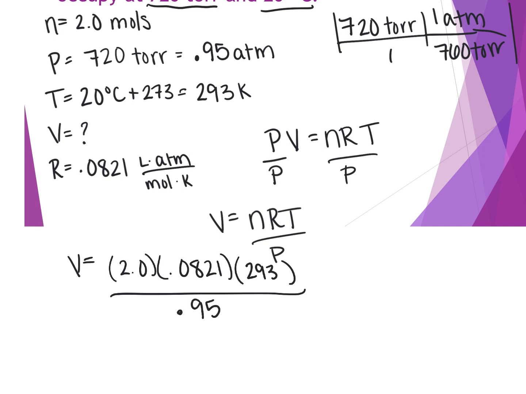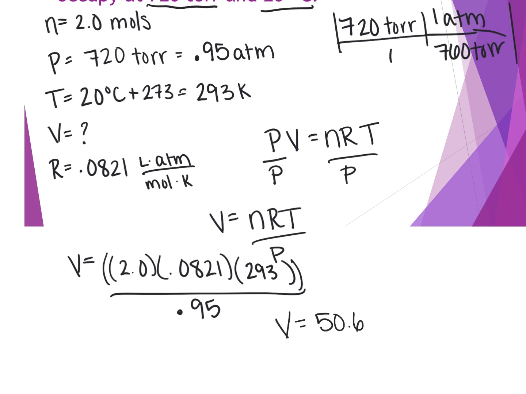So practice calculating. If you're typing it all in at once, you need to put parentheses around your entire numerator. Or can you just multiply, multiply, multiply, get an answer, and then divide? You can do that too. So practice typing this in so you know how to use your calculator.